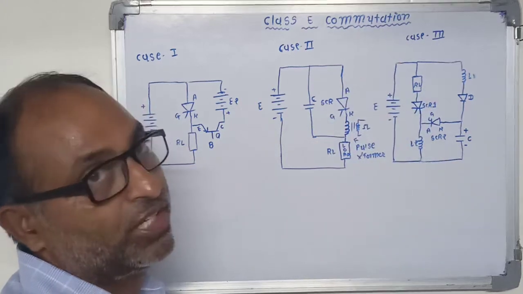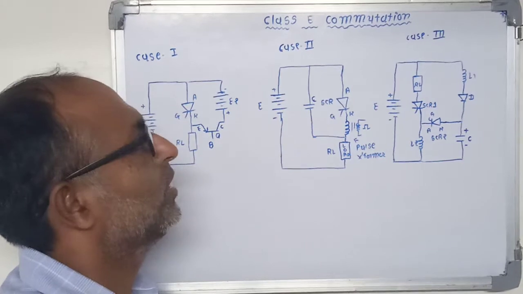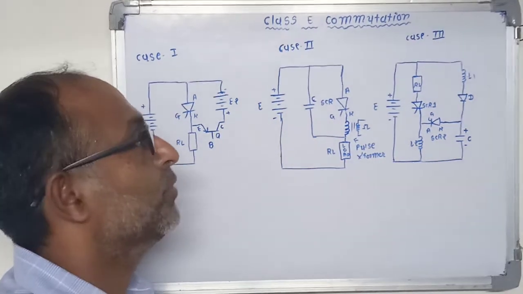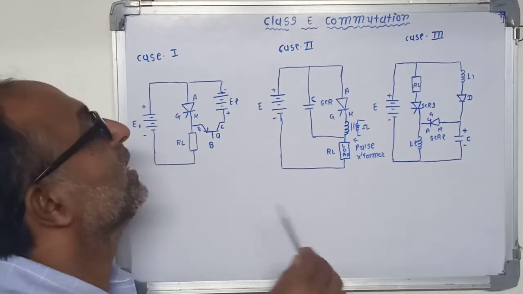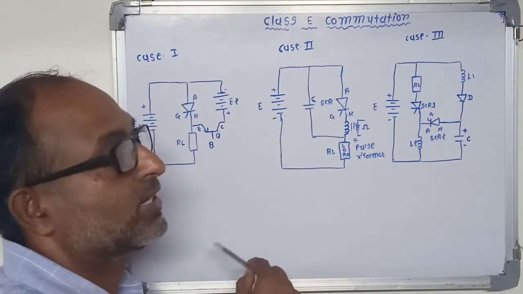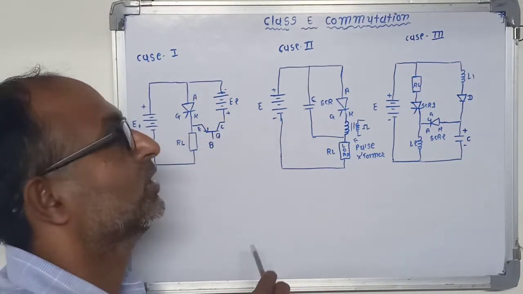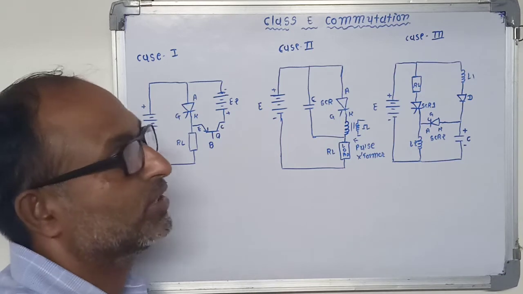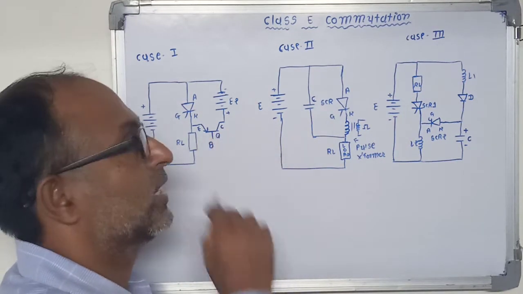E commutation. This commutation is also known as external pulse commutation because the SCR is turned off by an external source. Now the SCR is turned off by applying reverse voltage across the thyristor, which is required to be turned off. In case 1, this commutation is provided to the SCR by using a transistor.